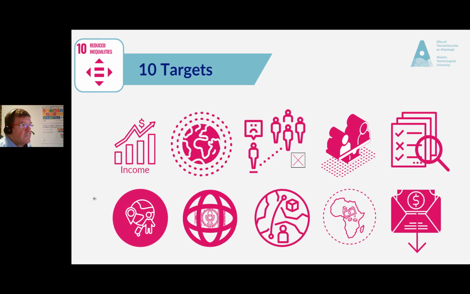So there we are, Goal 10, with its 10 targets. It might come as a bit of a shock to many people, but there are approximately 326,000 millionaires in Ireland. That is quite an interesting figure. The gap between the rich and poor is pretty significant in Ireland.